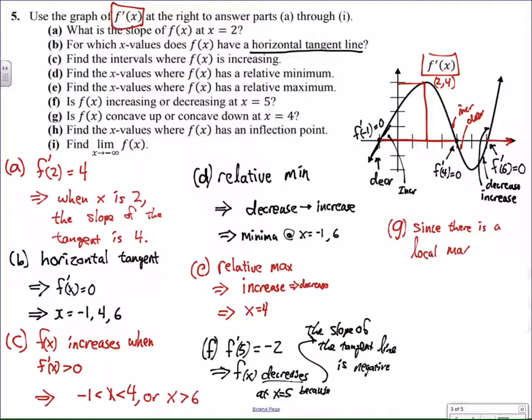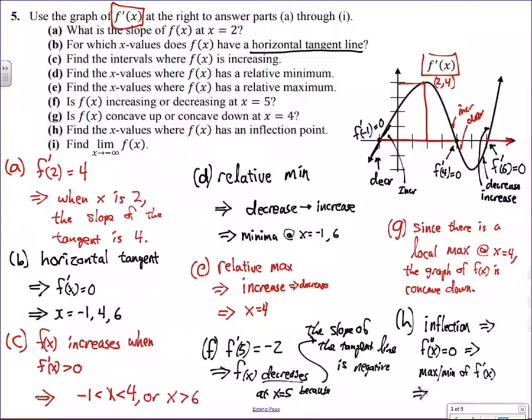Part G, concave up or down at x equals 4. So here we see x equals 4. The tangent line is going to be 0, so there's a horizontal, there's a stationary point here, but because we decided already that it's a local maximum, we know that it's going to be concave down, so we know that f double prime of 4 is going to be negative.